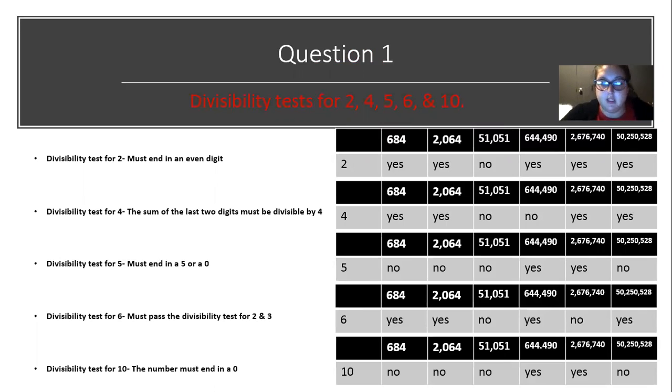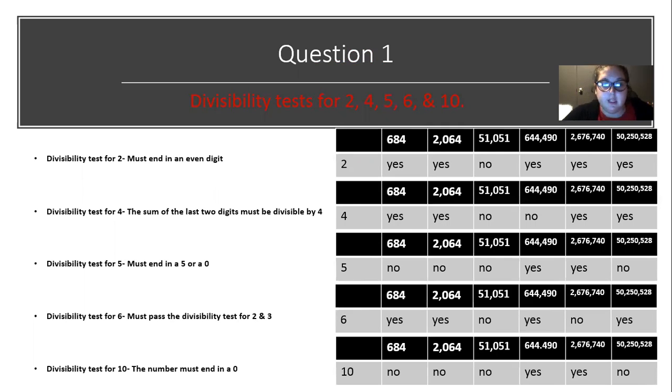number. Same with 2064, the last digit is a 4, which is an even number. Now in 51,051, the last digit is a 1, and that's not an even number, so it's not going to be divisible by 2. In the next one, a 0 is the last digit, and it is divisible by 2. Same for the next number. And for the last one, the last digit in the number is 8, which is divisible by 2 because it is an even digit.